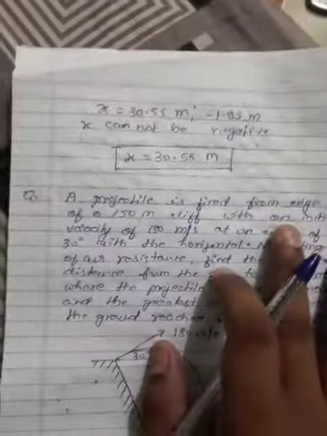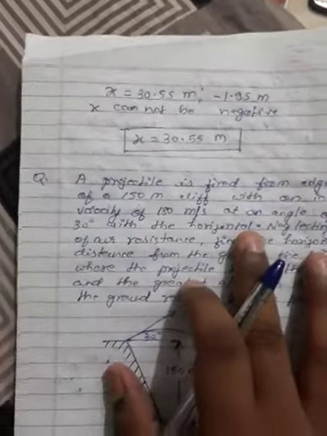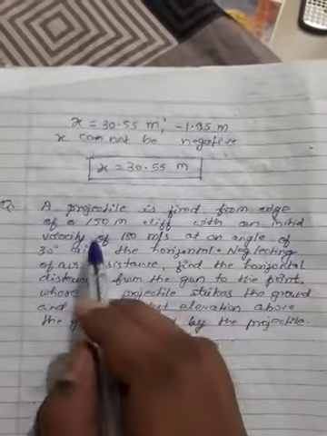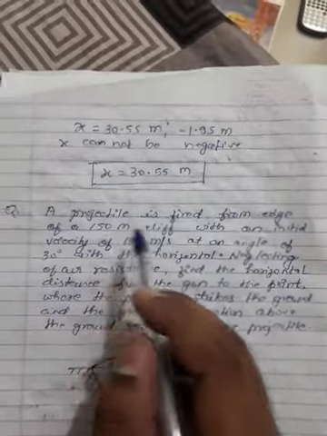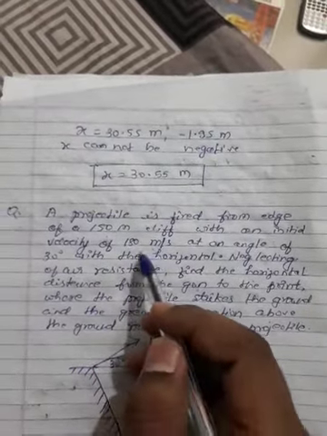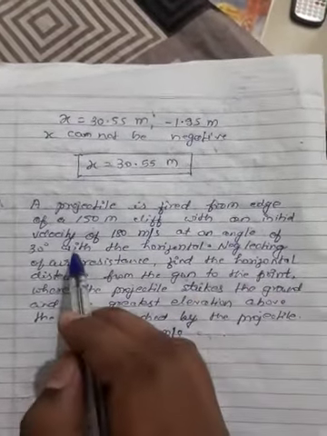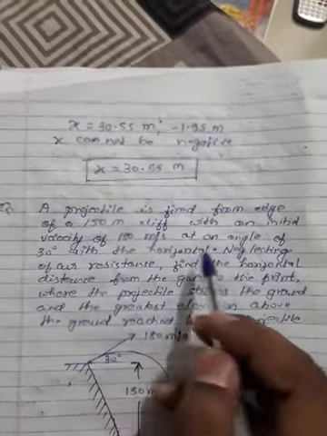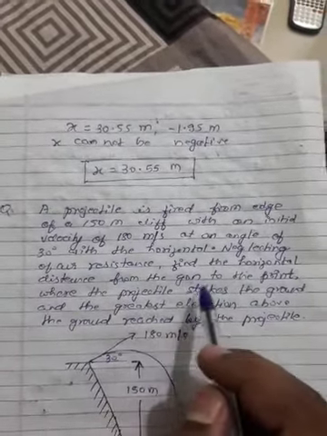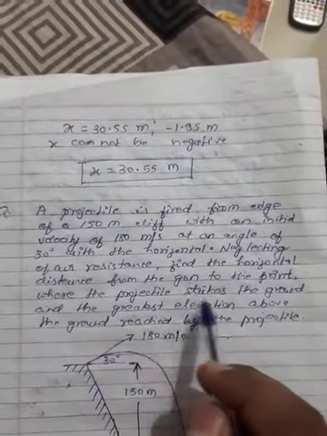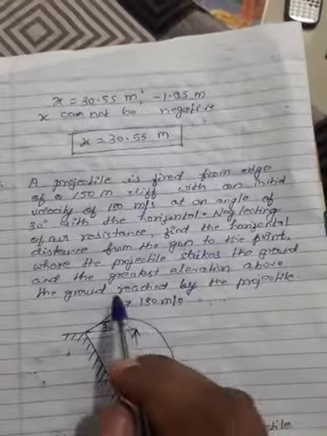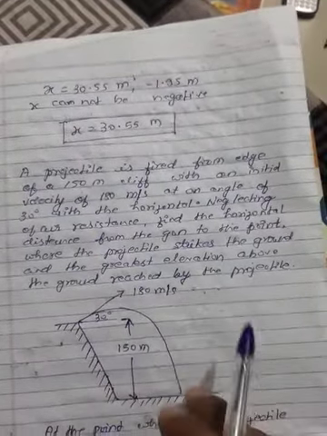Now we are going to discuss the next numerical of projectile motion. In this question, the projectile is fired from the edge of a 150 meter cliff with an initial velocity of 180 meters per second at an angle of 30 degrees with the horizontal. Neglecting air resistance, find the horizontal distance from the gun to the point where the projectile strikes the ground, and the greatest elevation above the ground reached by the projectile.